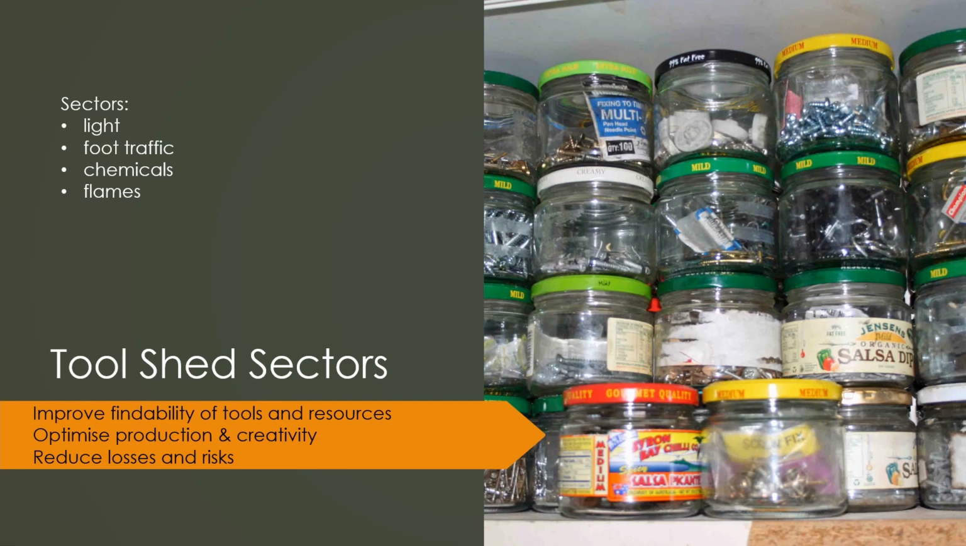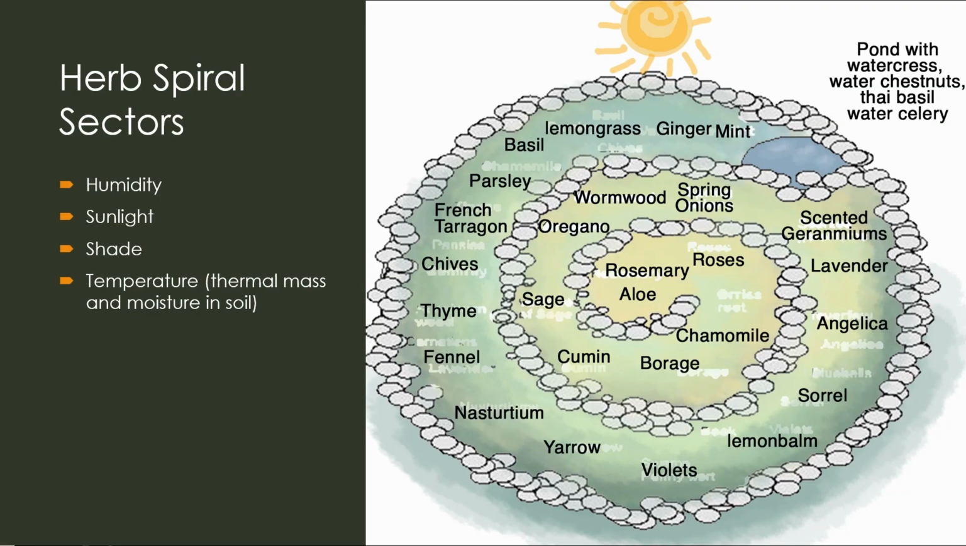But there are sectors you could identify even in a tool shed. The sectors would be light, foot traffic, chemicals, trip hazards because people might leave tools on the ground, and sometimes flames. Well, what would the sectors be for a herb spiral? They would be the sunlight and the shade, and the temperature from the thermal mass in those rocks and the moisture levels in the soil.